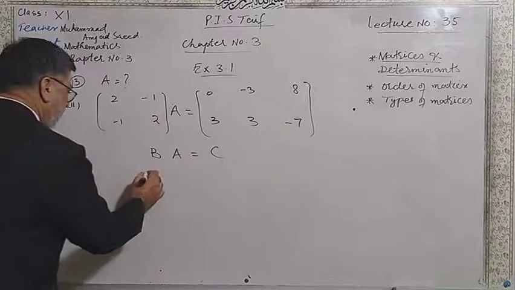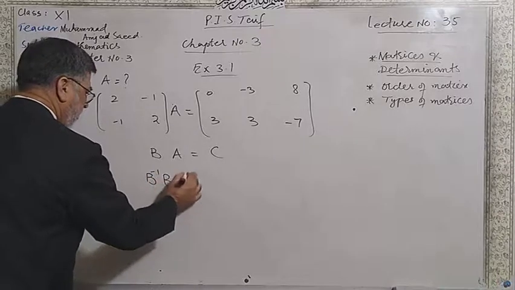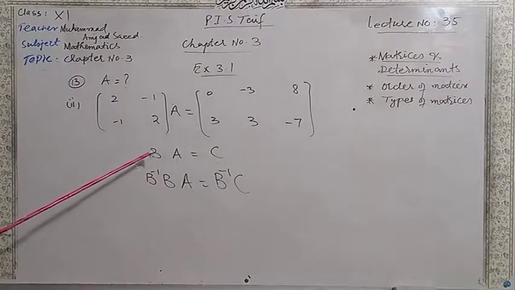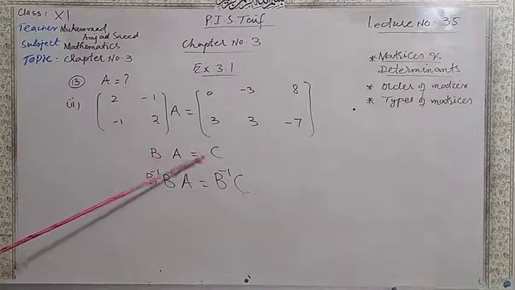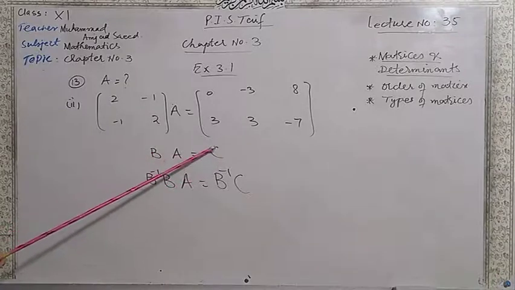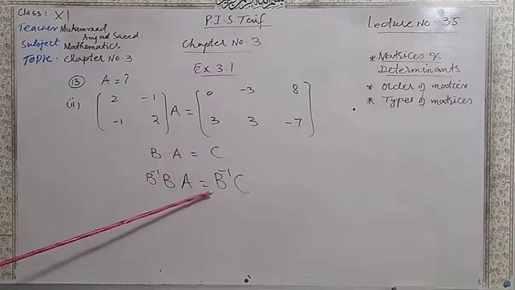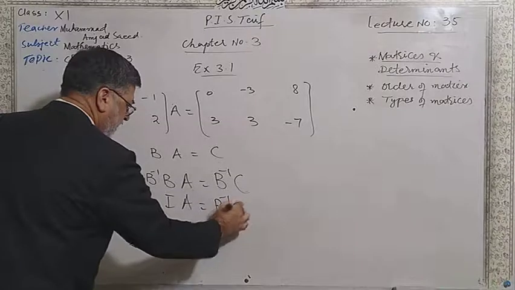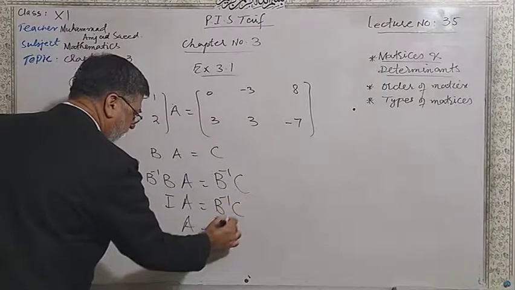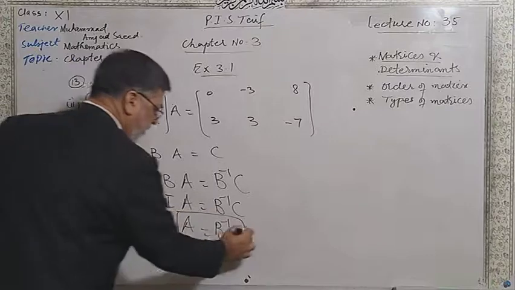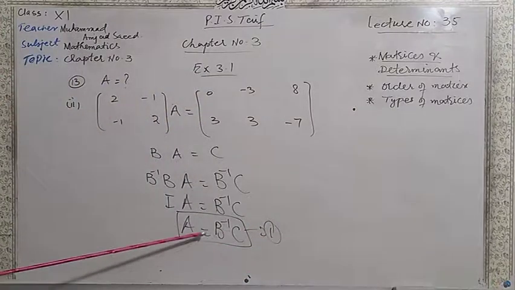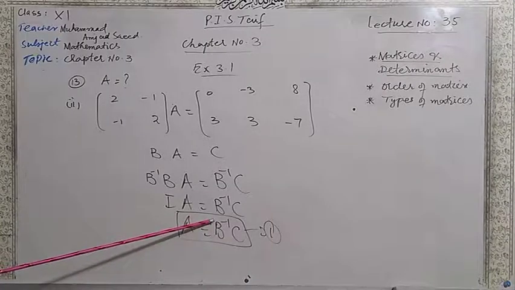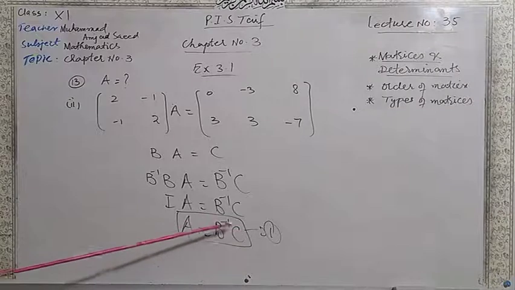You multiply both sides with B inverse on left side particularly. Remember that B inverse must be multiplied on left side of your given letters A and C. So B inverse B is I, identity matrix, and that is B inverse C, or A is equal to B inverse C. Now you have equation number 1. First of all, we will find B inverse, and answer will be multiplied by C.